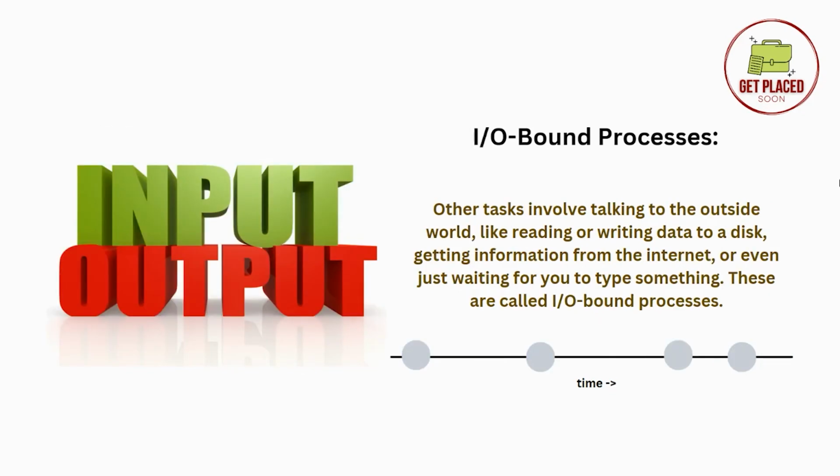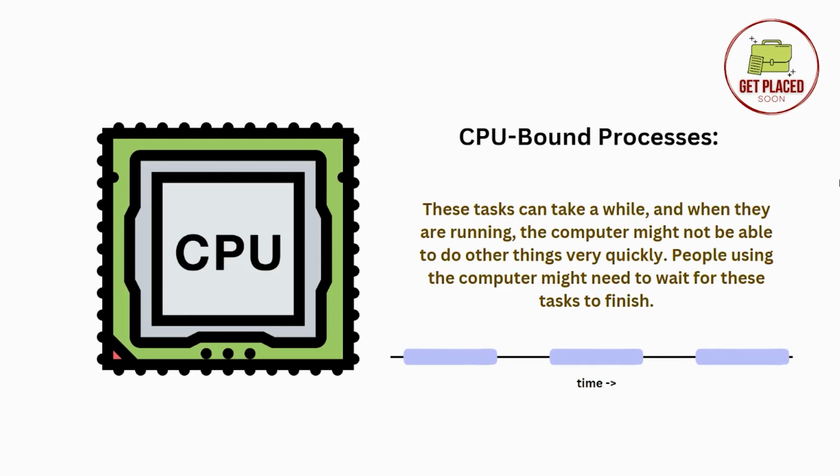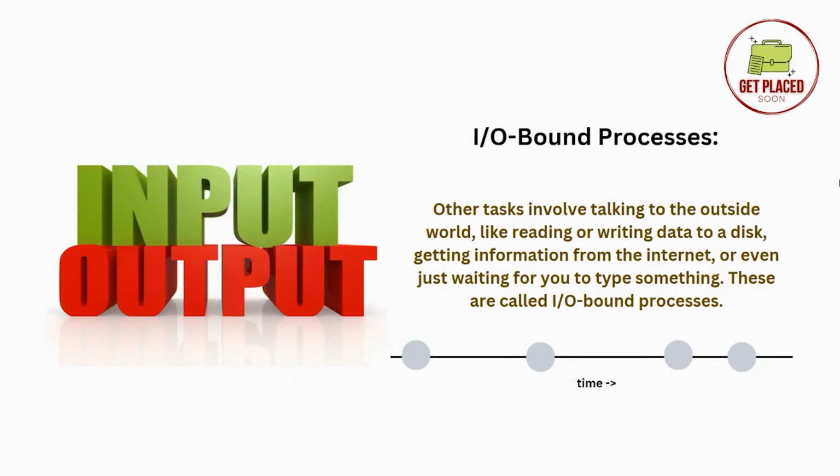Moving ahead, we have input output bound processes. Other processes involve talking to the outside world, like reading or writing to disk, taking user input, or giving some output to the user. All these things come under input output. So this task is very simple. They need to wait for a while. During this input output waiting period, the CPU or the computer can do other things also. Also, when compared to the CPU bound process, input output bound processes take a small time. You can see the circles here representing how much time. CPU bound processes take a long time when compared to input output bound processes.